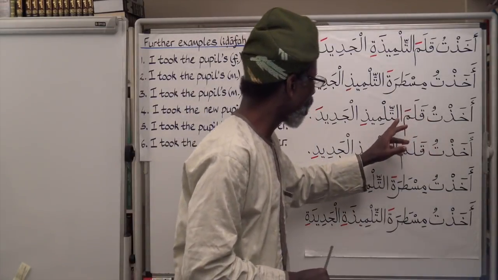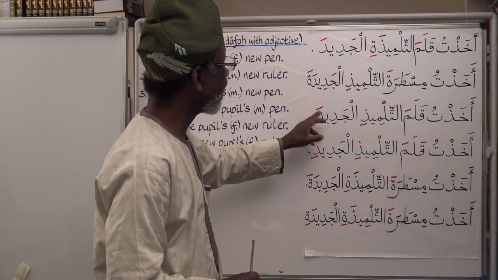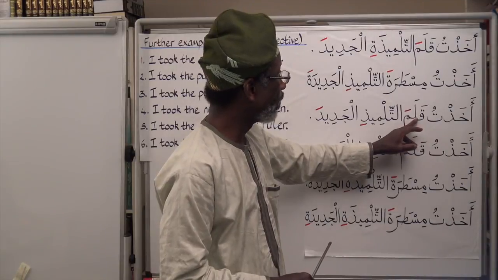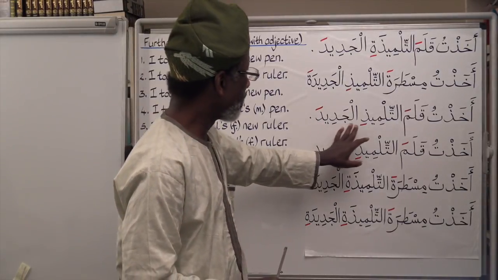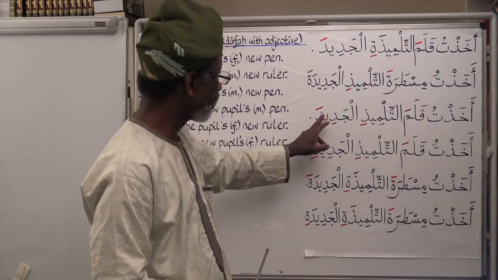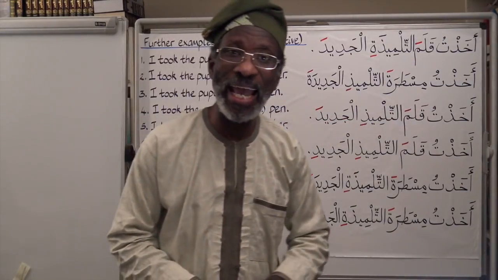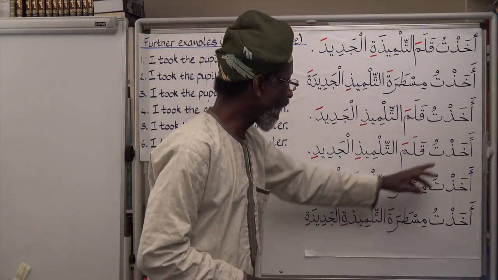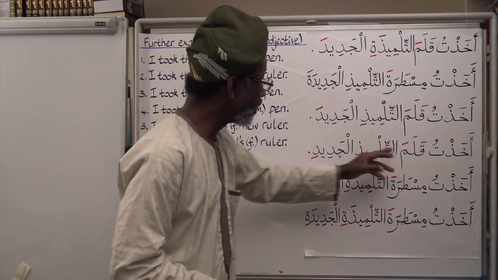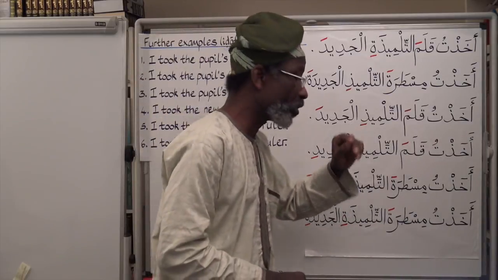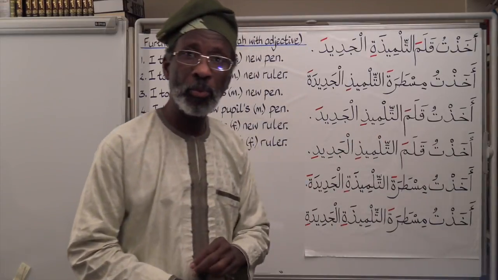Next one. أخذت قلم التلميذ الجديدة. Here we know الجديدة belongs to qalam, just as here. This one is feminine, of course, so this is masculine, masculine, masculine. But we can tell that it belongs to qalam because it's carrying accusative case ending. Next one. أخذت قلم التلميذ الجديد. الجديد here is masculine. قلم is masculine and it's a defined noun. تلميذ is also masculine as a defined noun. الجديد this time belongs to the pupil here.